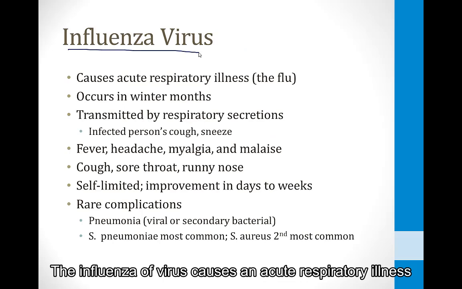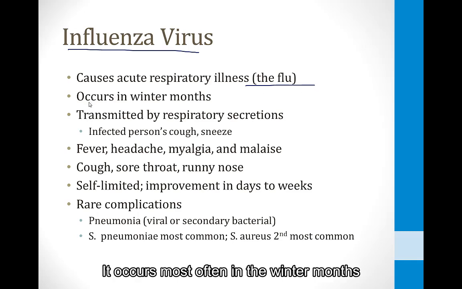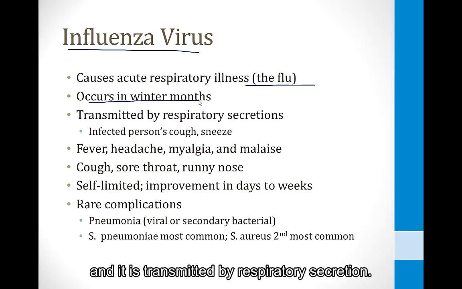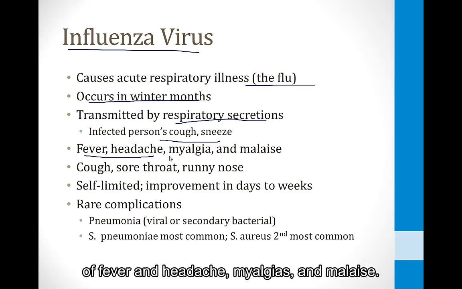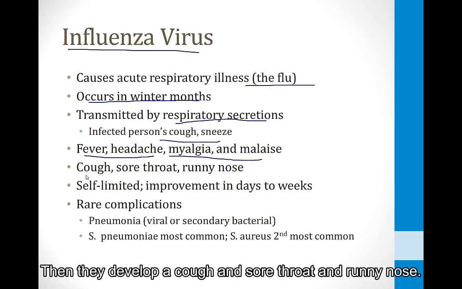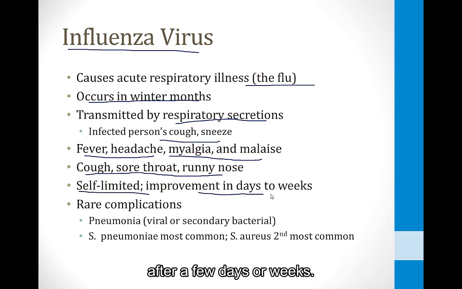The influenza virus causes an acute respiratory illness that most people call the flu. It occurs most often in the winter months, and it is transmitted by respiratory secretions. So an infected person coughs or sneezes, and passes this virus on to somebody else. Initially, people get a nonspecific syndrome of fever and headache, myalgias and malaise. Then they develop a cough and sore throat and runny nose. It's usually self-limited, and improvement occurs after a few days or weeks.